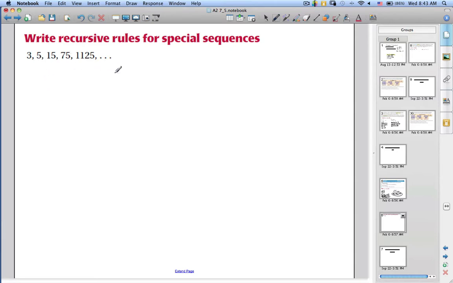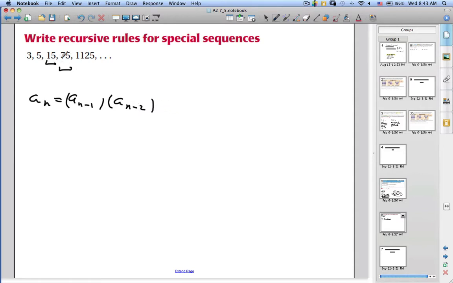So what I want to try to do is look at my number pattern and what's going on. What I notice really quick is that 15 is 3 times 5. 75 is 5 times 15. So what I'm getting is that a term is equal to the two terms before it multiplied together. So a sub n would be equal to the term before it, a sub n minus 1, times the term before that, a sub n minus 2.